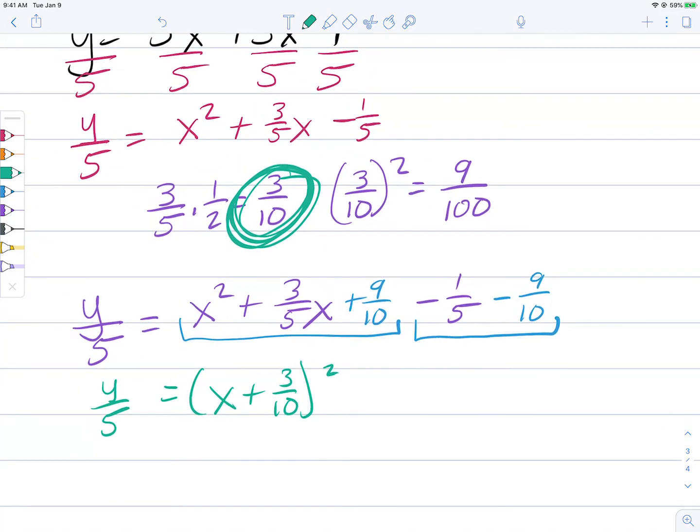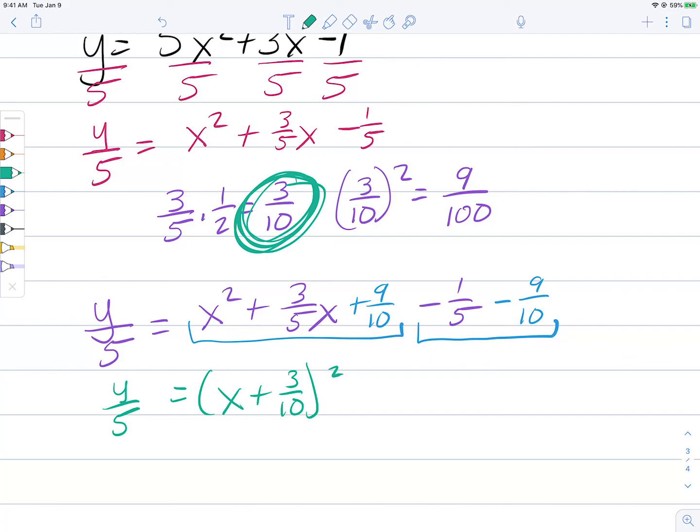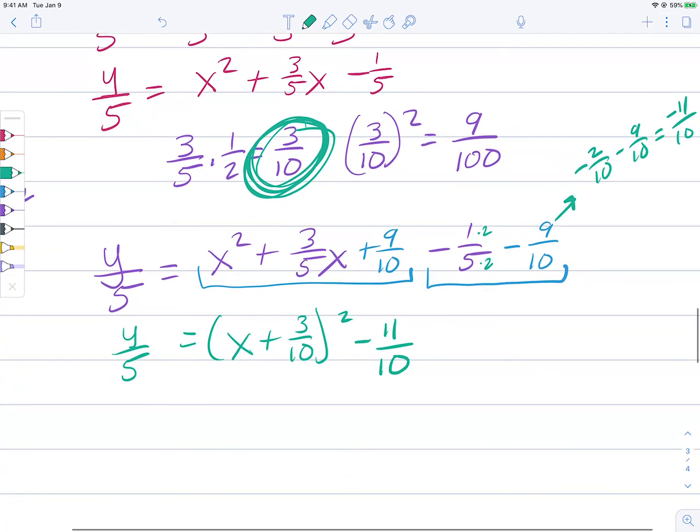Now, negative 1/5 minus 9/100. If we're going to subtract fractions, and they're both fractions, we need a common denominator. I can multiply 5 by 2 to make it a 10, so I'm going to. That makes it a negative 2/10 minus 9/10, which is common denominator 10, negative 2 minus 9 is negative 11. So I have minus 11/10.